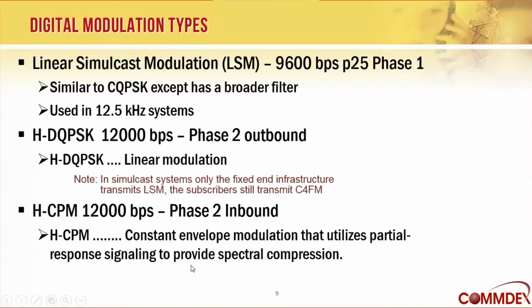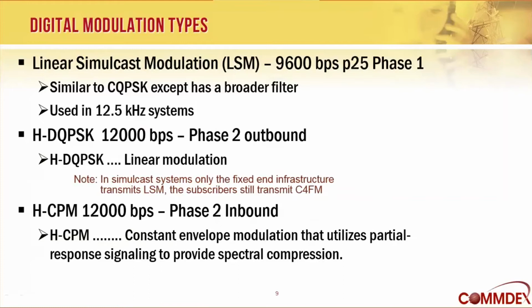So let's talk a little bit, not a lot, about some of the other digital modulations out there. We talked about simulcast in the very first module today, and we talked about site separation, and linear simulcast modulation is a type of quadrature phase shift keying that has a broader bandwidth. By having a broader bandwidth and a broader filter, it's more tolerant of phase delay. And that means if it's more tolerant of phase delay, we can separate our sites further apart and still recover the signal.